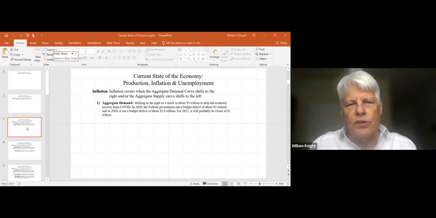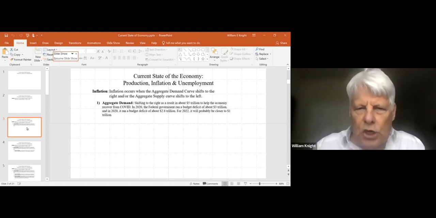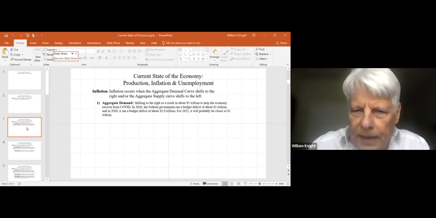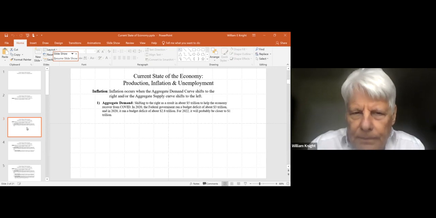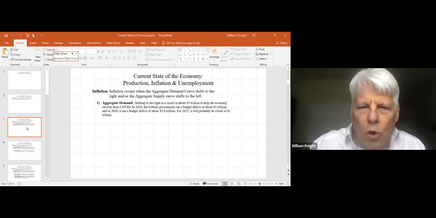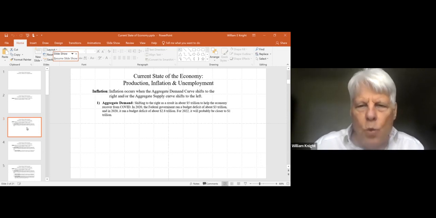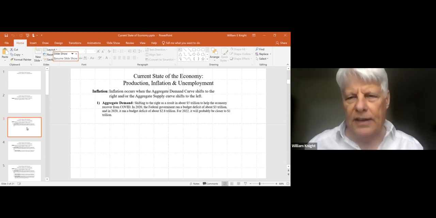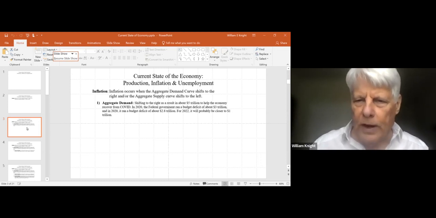Let's look here first at aggregate demand. As I mentioned to you, the aggregate demand curve is shifting to the right. And that's a result of about $5 trillion that the government spent in order to help the economy recover from COVID. In 2020, the federal government ran a budget deficit of about $3 trillion. Now, that's when the COVID was at its height. I mean, people began to panic right around March of 2020, and the economy went downhill in a hurry.